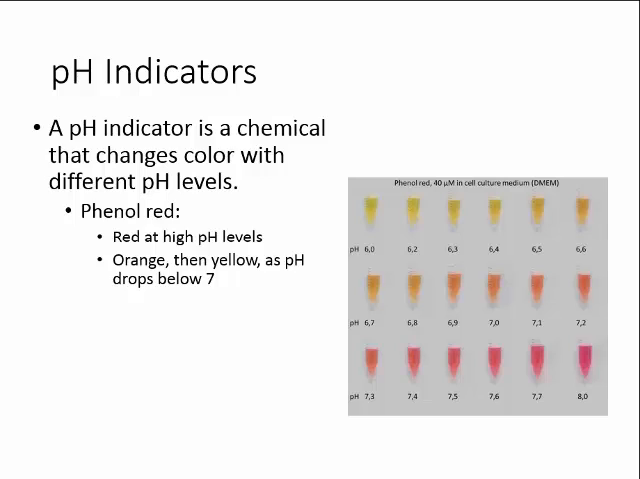A pH indicator is a chemical that changes color with different pH levels. In this lab, you used phenol red as a pH indicator. As you can see in the image, the higher the pH, the redder the phenol red will be. And as you add acid, the color changes from red to orange to yellow the more acid is added.